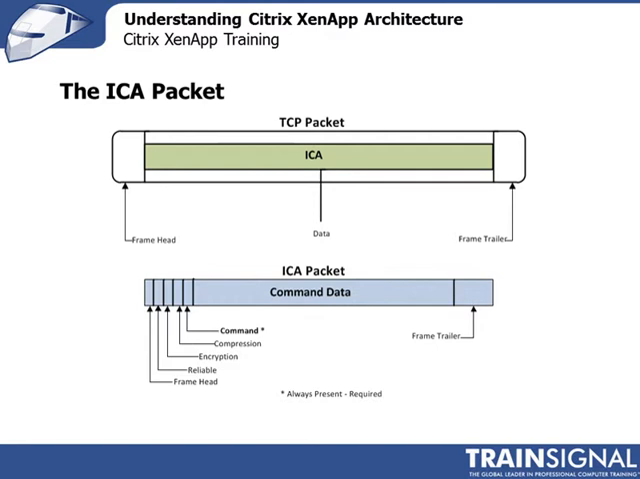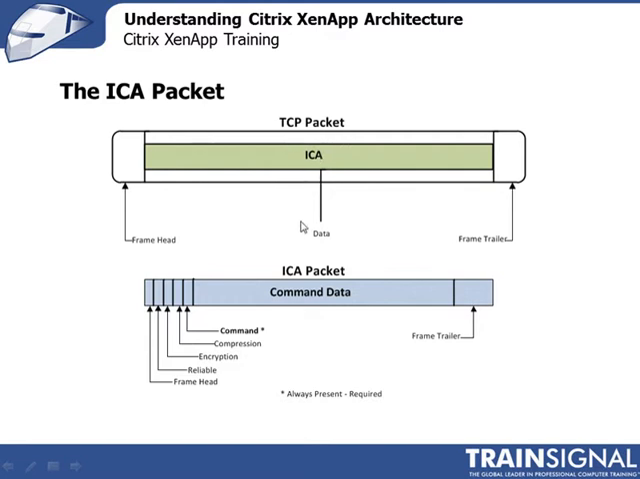So let's take a look at the ICA packet. You'll notice here that I have two drawings. You have the ICA packet, which is wrapped into the TCP packet, because this is the transport, right? So ICA is a TCP protocol. It uses the TCP protocol to transport its data. This is what the packet would look like once it is encapsulated within the TCP packet, for those of you that want to know.